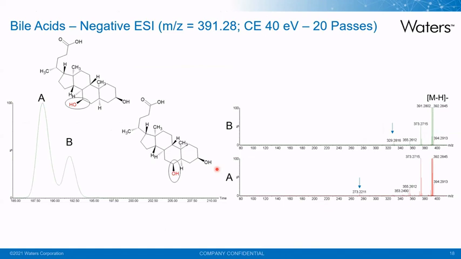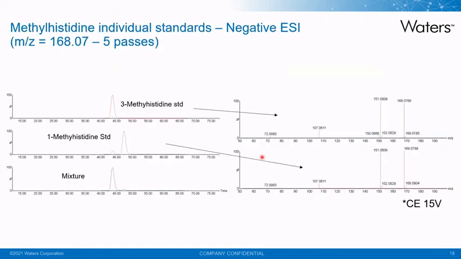And just to confirm, once these have gone through their multiple passes of the cyclic device, we can perform collision-induced dissociation on them, and we can produce different spectra for these bile acids to help with identification. The same goes for the methyl histidines. These were confirmed with standards to make sure that we could tell what arrival time each of these methyl histidines was experiencing.